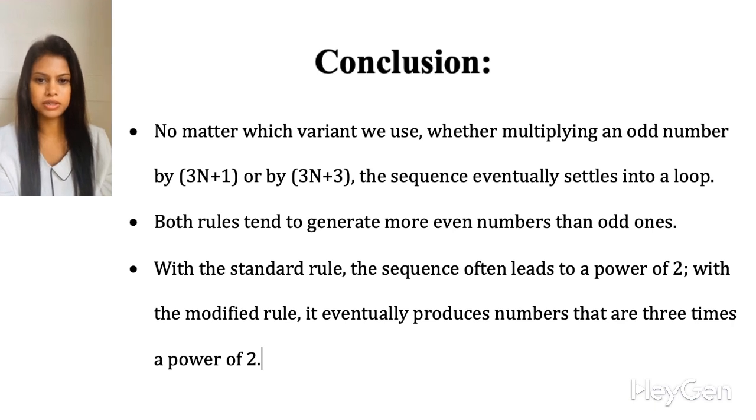Now, here comes the conclusion. No matter which variant we use, whether multiplying an odd number by 3n plus 1 or by 3n plus 3, the sequence eventually settles into a loop. Both the original rule, 3n plus 1, and my modified rule, 3n plus 3, tend to produce more even numbers than odd ones. With the standard rule, many sequences become a power of 2 and then settle into the familiar 4, 2, 1 loop. With the modified rule, it often ends up with numbers that are 3 times the power of 2, leading to the 12, 6, 3 loop.